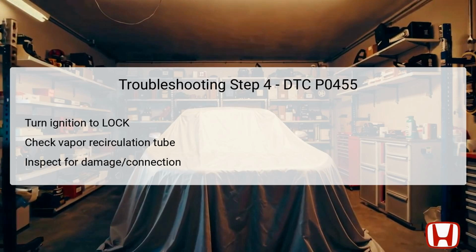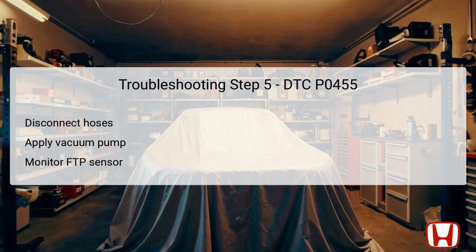In Step 4, you will need to turn the ignition switch to lock, 0, and visually inspect the fuel tank vapor recirculation tube. A poor connection or damage to this tube can cause significant leakage within the EVAP system. It is crucial to conduct a thorough visual check to identify any potential issues that could lead to a fault. If the vapor recirculation tube is intact and correctly connected, you may proceed to the next troubleshooting step. Conversely, if there are signs of wear or damage, replacing it may be necessary to fix the current diagnostic trouble code.